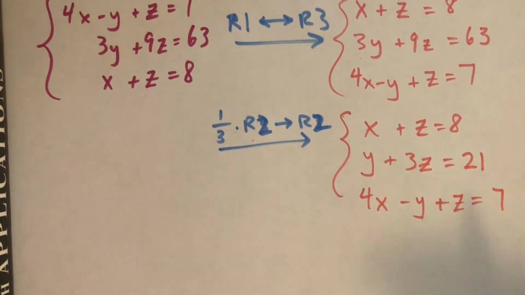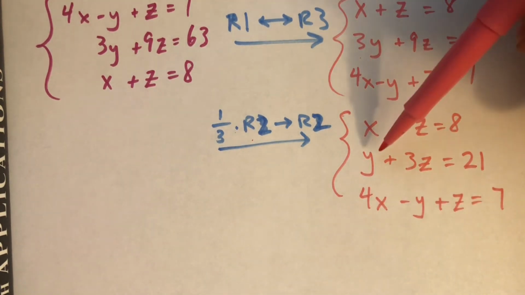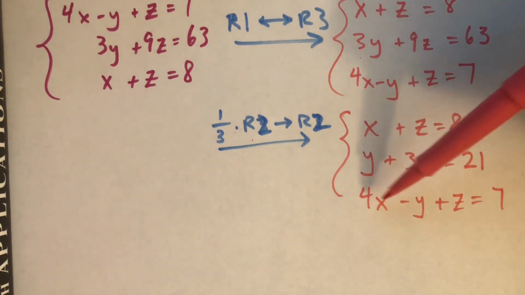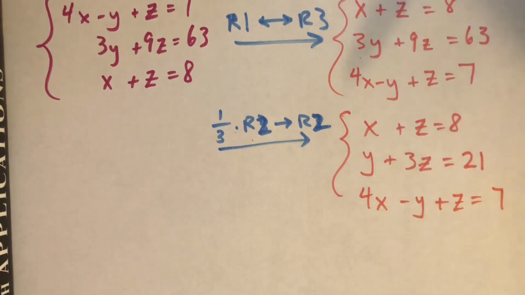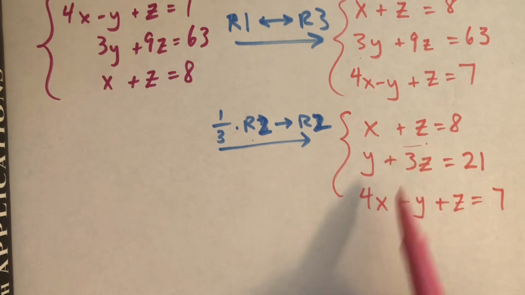Okay, so now this row is good, right? I've got an x, my coefficient is 1. I've got a y, my coefficient is 1. There is no x, so that's good. Now in this one, I just want to eliminate my x term and I want to eliminate my y term, and then we're finished.